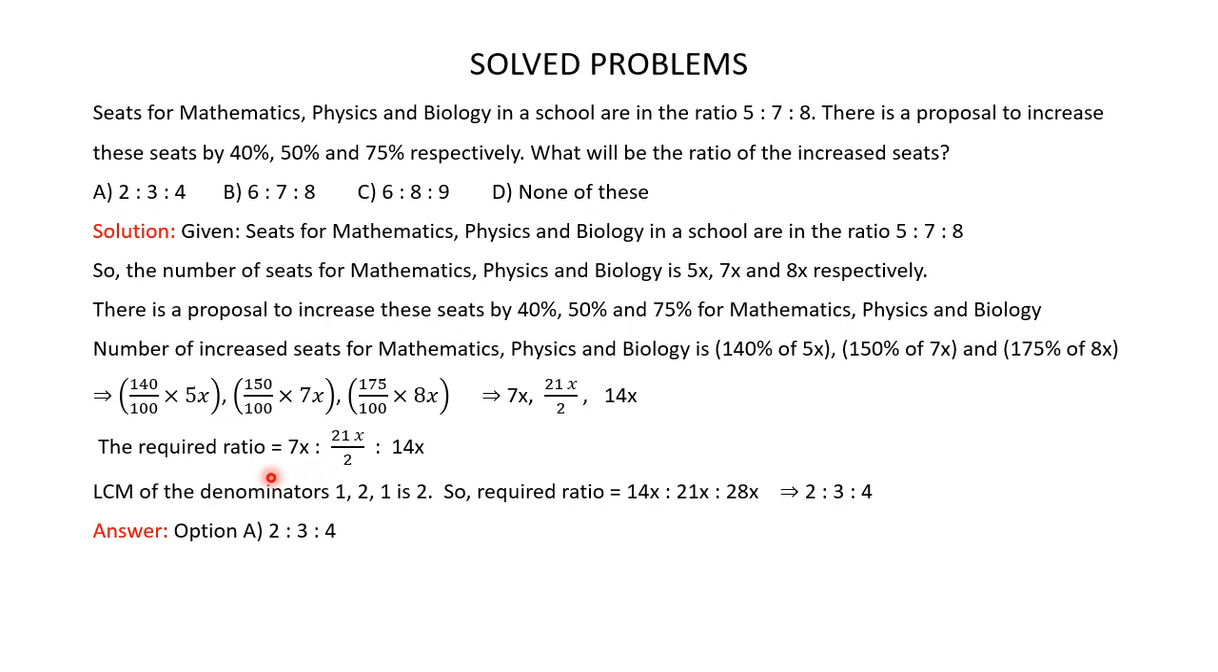But in the options we have only whole numbers. So we'll convert this ratio into whole numbers. So the LCM of the denominators 1, 2 and 1 is 2. So the required ratio is 14x is to 21x is to 28x. You can cancel out the x here and on simplification you get the ratio as 2 is to 3 is to 4. So the ratio of the increased seats is 2 is to 3 is to 4 and the correct answer is option A, 2 is to 3 is to 4.